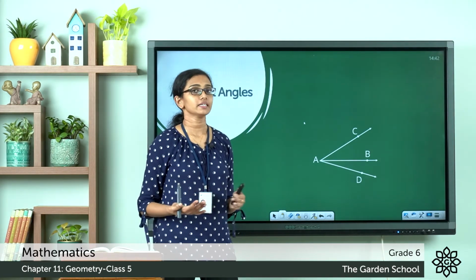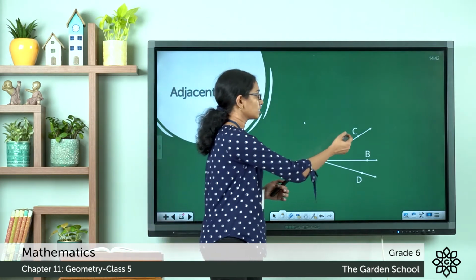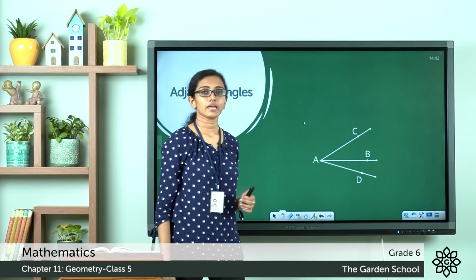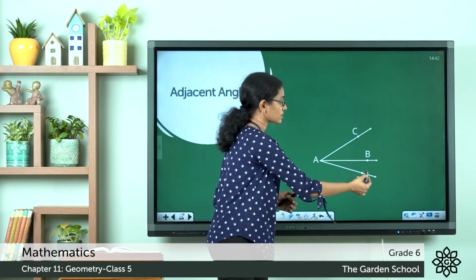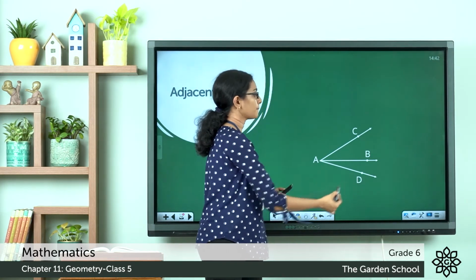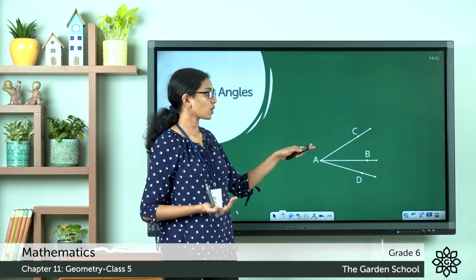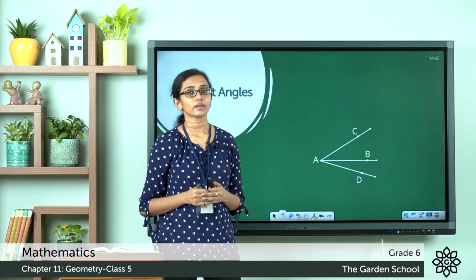Now what about the interior of these angles? This region here represents the interior of angle CAB, and this region represents the interior of angle BAD. Now do they overlap? No, the interiors of the angles here do not overlap.